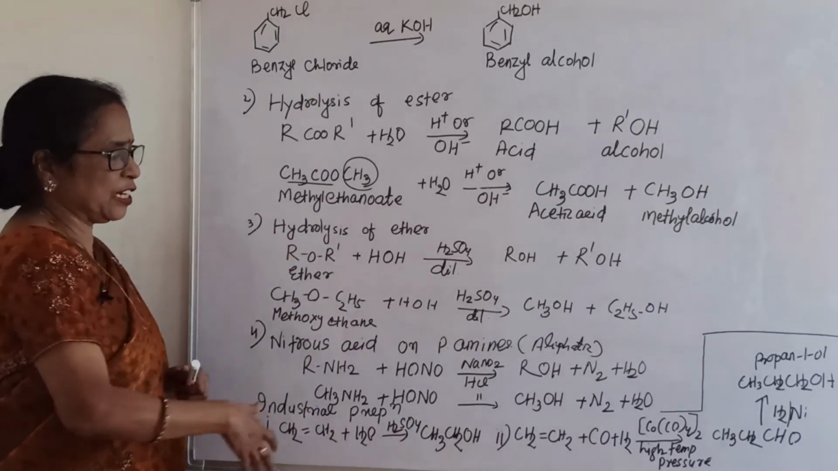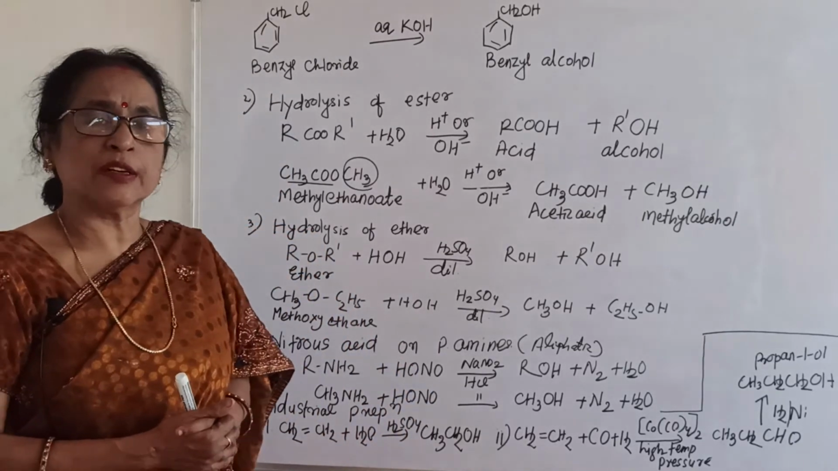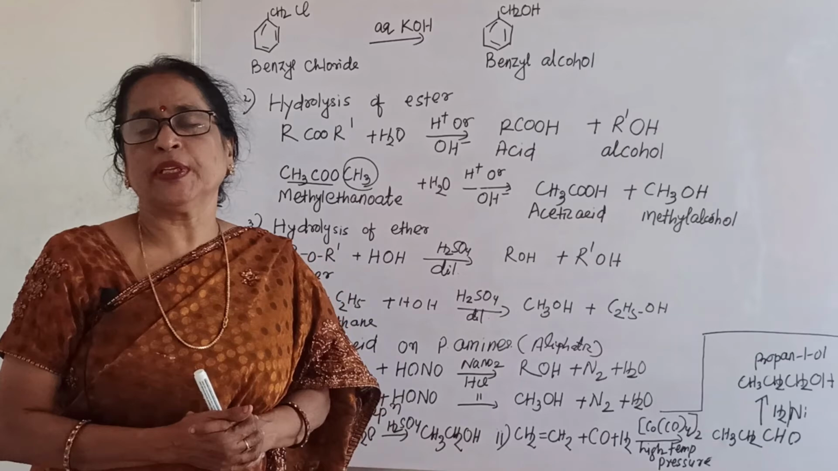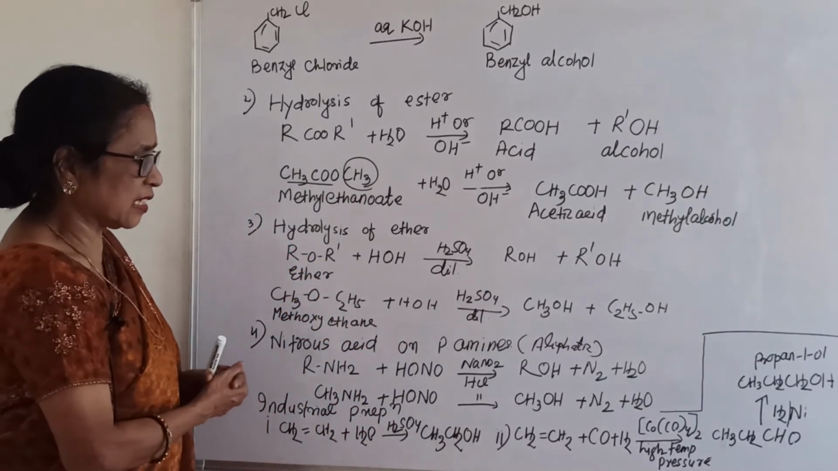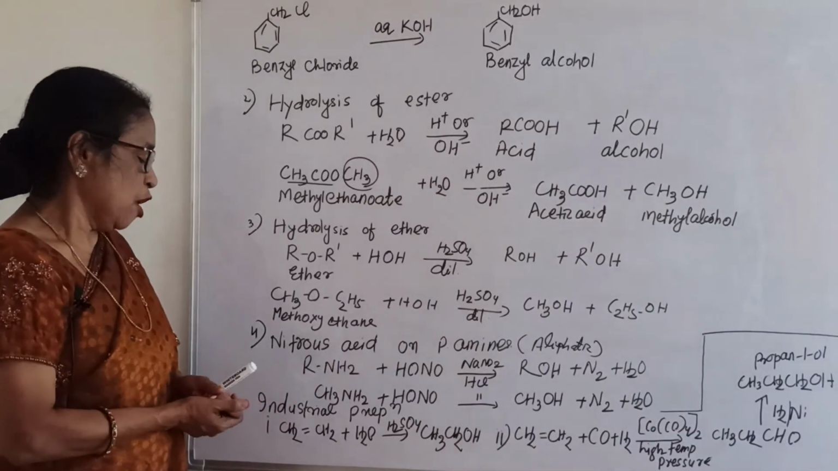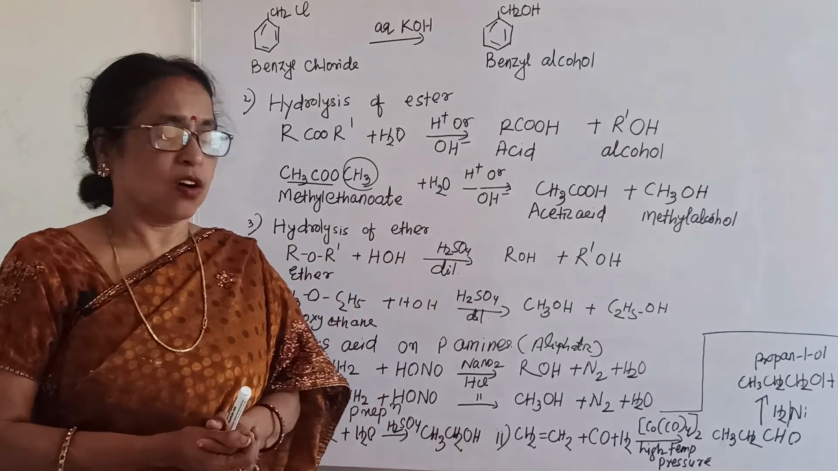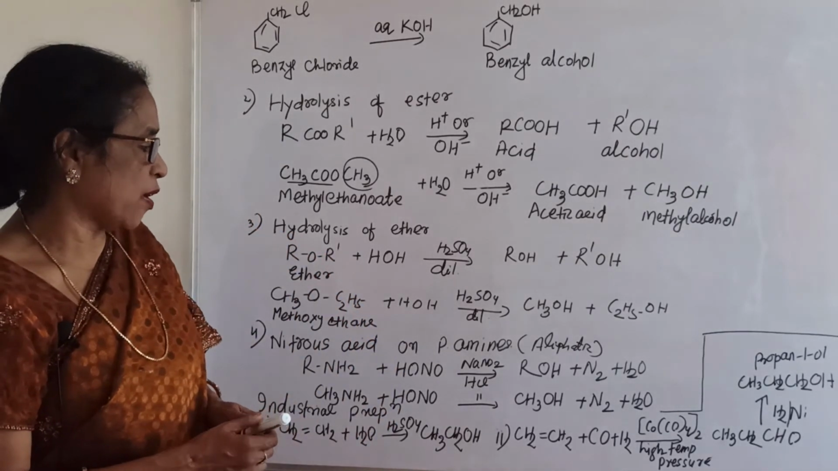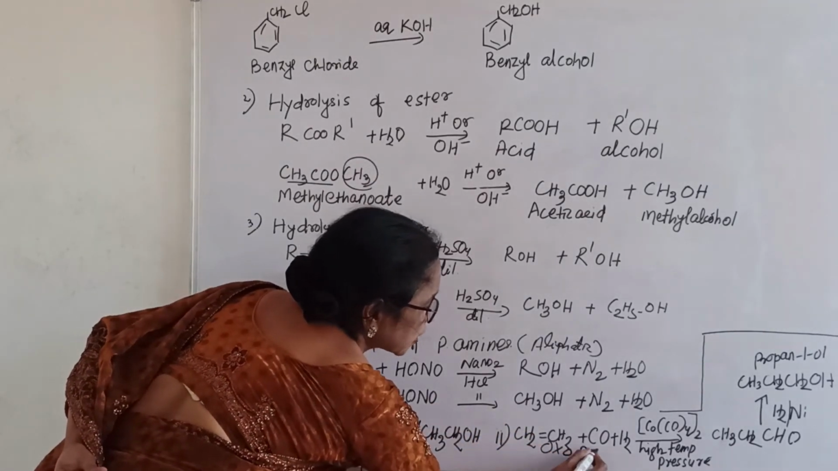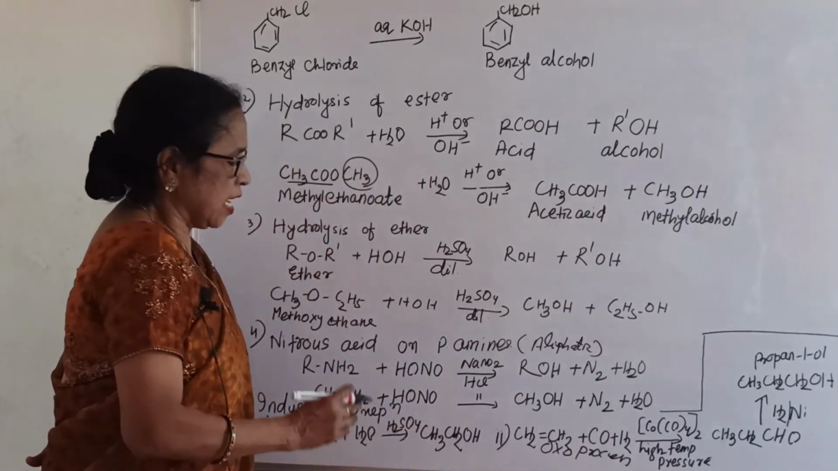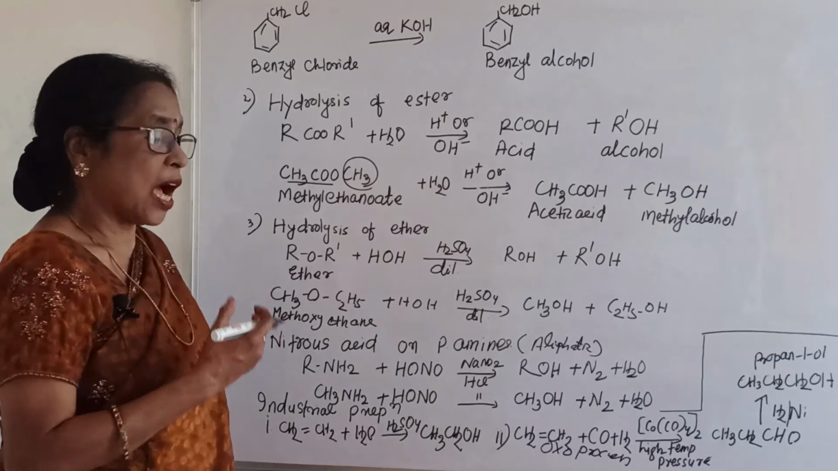Now these are the main important preparations of alcohol, but one important is industrial preparation of alcohol. Industrial preparation, one important, that is here you will take ethene plus water, then sulfuric acid, you will get directly ethyl alcohol. And next one, second one is very important, which is called OXO process. This is called OXO process. Here you will get ethene plus carbon monoxide plus hydrogen.